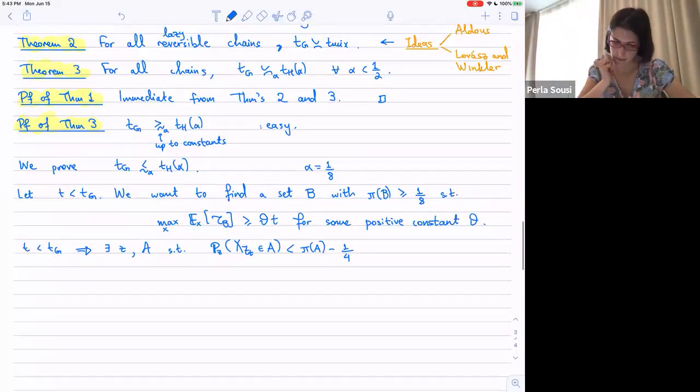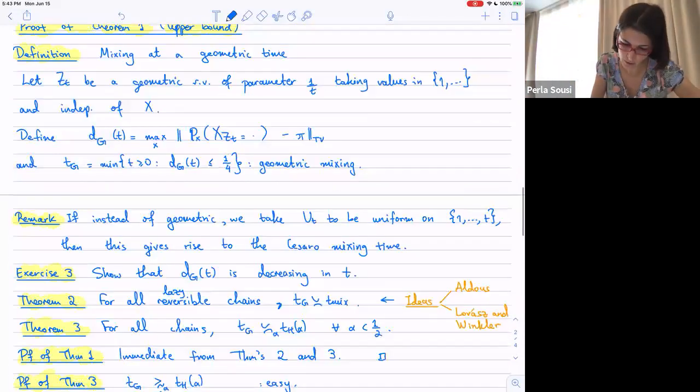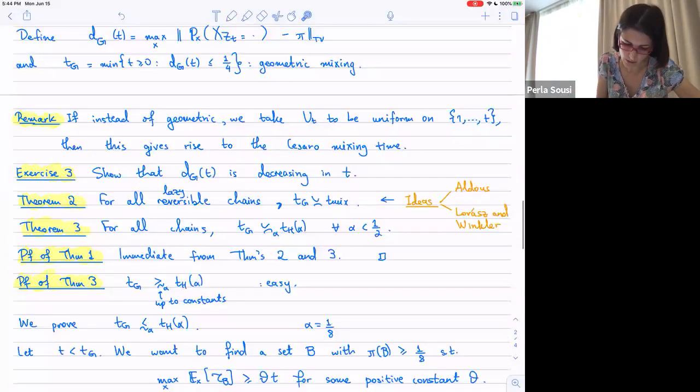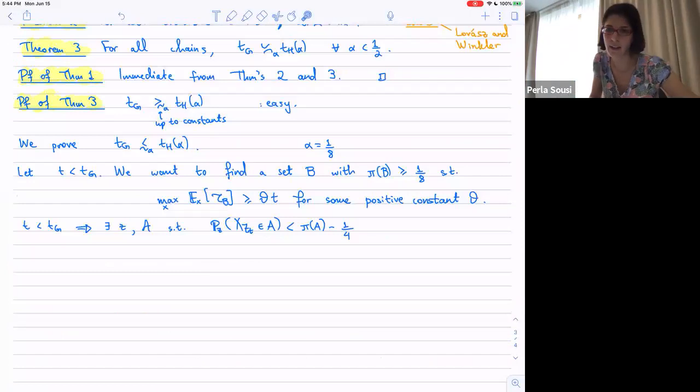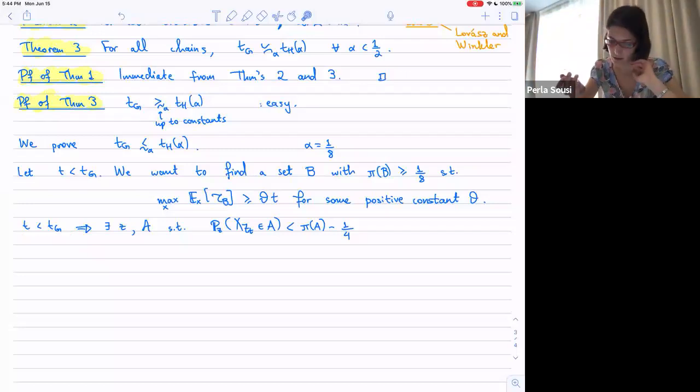So why is that? Let me scroll up. We defined the total variation geometric mixing to be the first time that this quantity drops below 1/4. Since T is less than Tg, it means that at this time we are not mixed, so the total variation distance is strictly larger than 1/4. So there exists some z and some A so that the absolute value of P_z minus pi of A is larger than 1/4. There must be a set A satisfying this, because if the set A that satisfies that the absolute value is greater than 1/4 gives you the opposite inequality, then you can just take the complement and it will satisfy the inequality that I wrote.